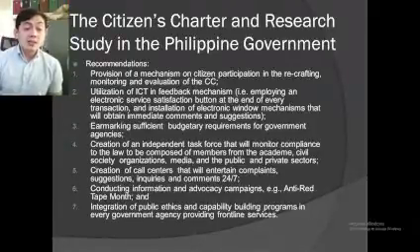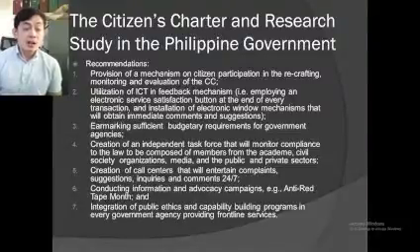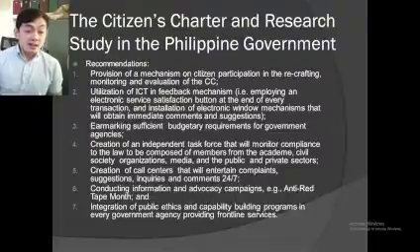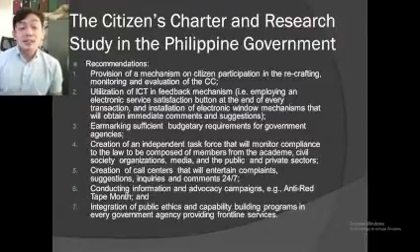Creation of call centers that entertain complaints, suggestions, inquiries, and comments; conducting information advocacy campaigns during Red Tape Month; and integration of public ethics and capability building programs in every government agency providing frontline services.